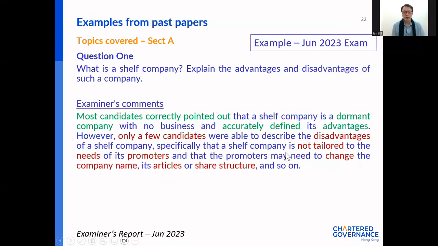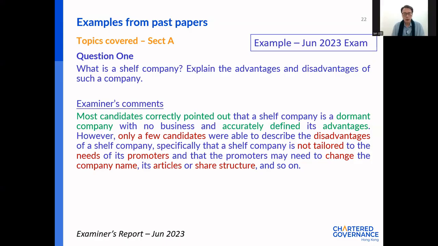Okay, what is a shelf company? Explain the advantages and disadvantages of such a company. So I briefly talked about this earlier, so you should be familiar with this as well. Most candidates correctly pointed out that a shelf company is a dormant company with no business and accurately defined its advantages. So what is a shelf company? As mentioned before, it's a company that's already set up and registered, most likely by a professional firm or a company secretarial firm. Okay, so once it's registered, of course, it's sitting on the shelf, so to speak. It's not doing anything. So most likely they would have applied for the company to be dormant.